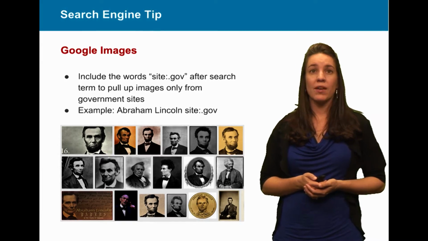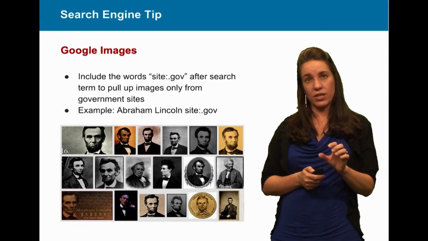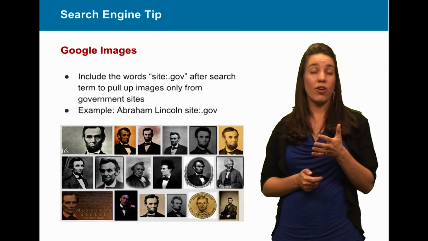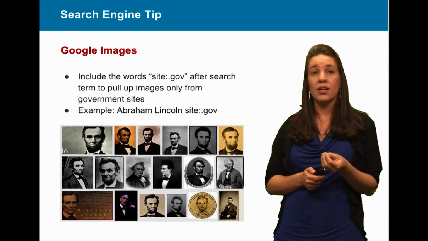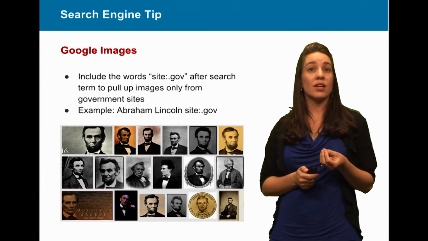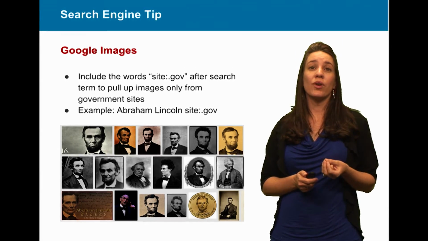For example, if you put in Abraham Lincoln site:.gov into Google Images, it will only pull up images from places like the Library of Congress, the National Park Service, NEH. So you can make sure that the images that you're finding are going to be the ones that you can use reliably.